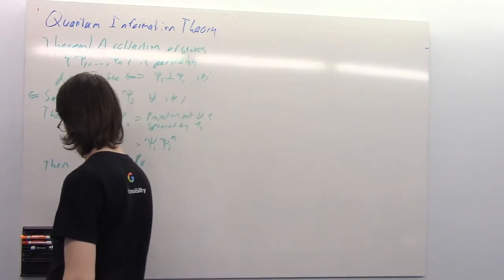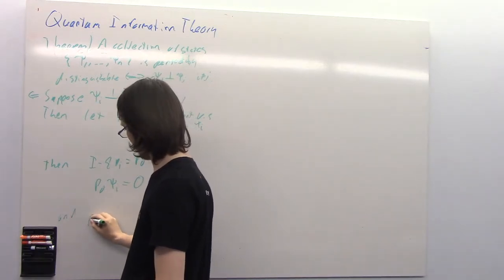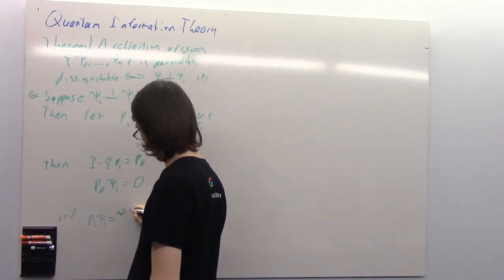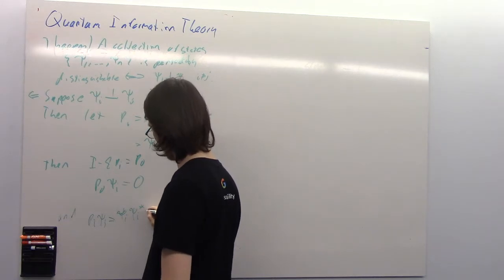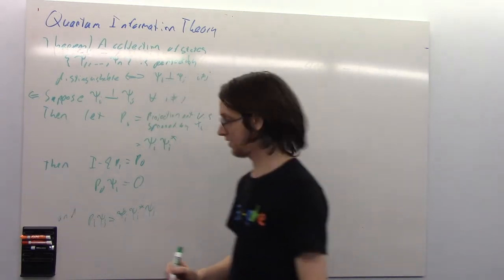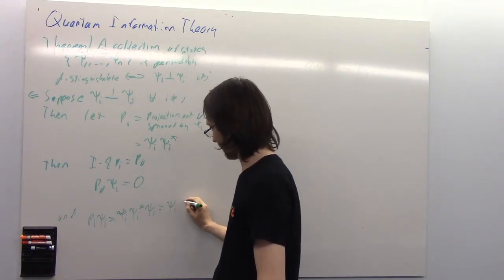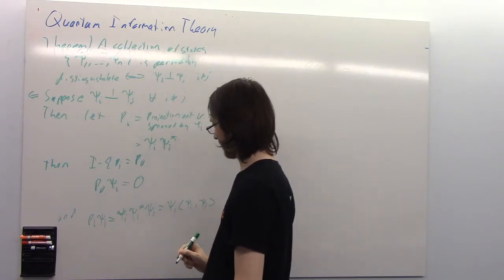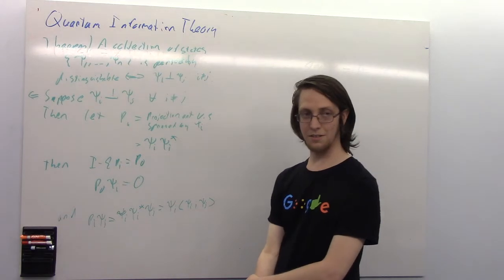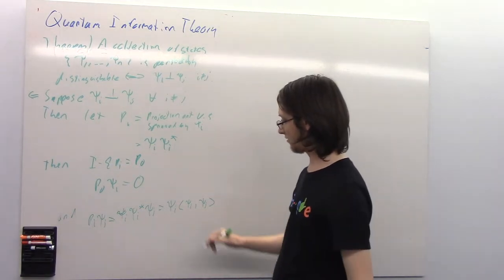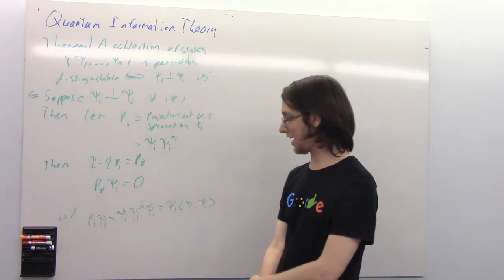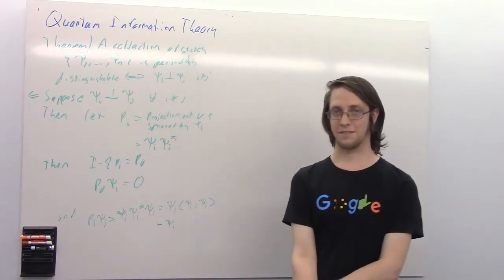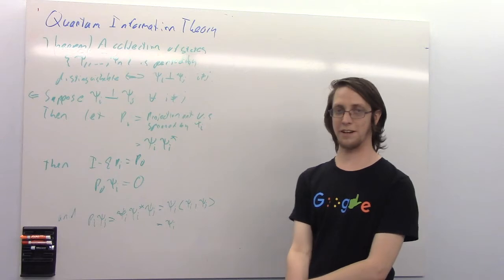And Pi ψj is ψi star ψj, which is the inner product of ψi with ψj. Things are orthogonal if their inner product is 0. So this is not 0 if and only if i equals j. And these are states, so if i equals j, this is ψi, which has norm 1. So one direction's finished.